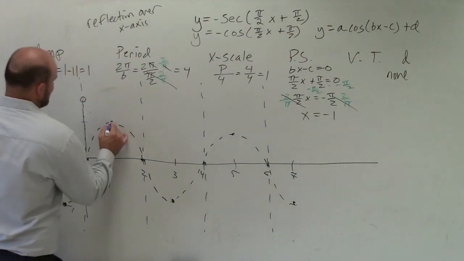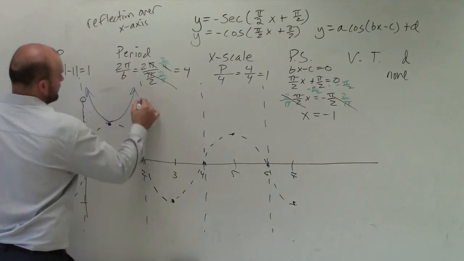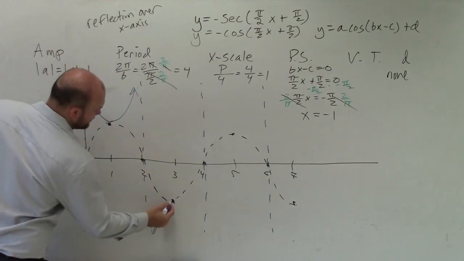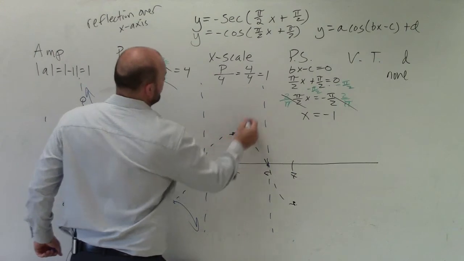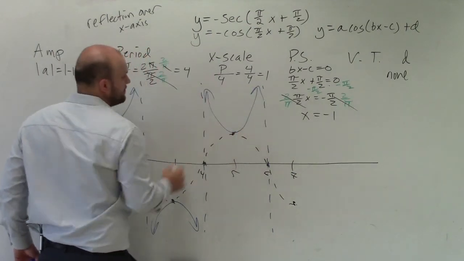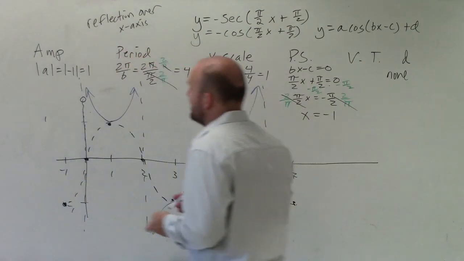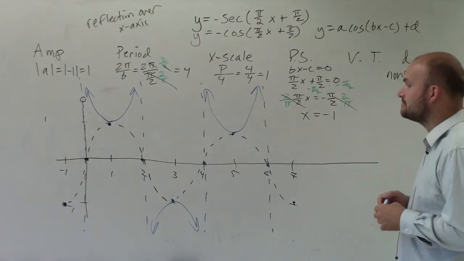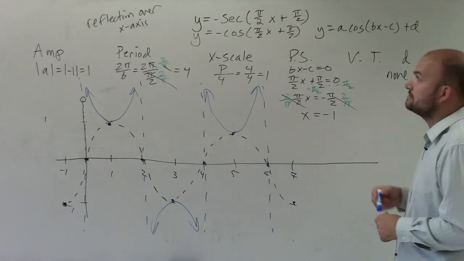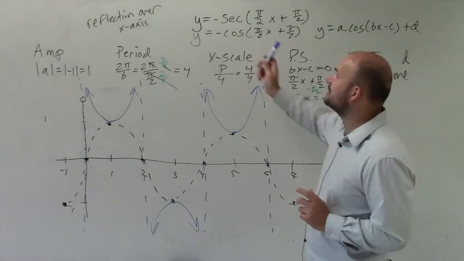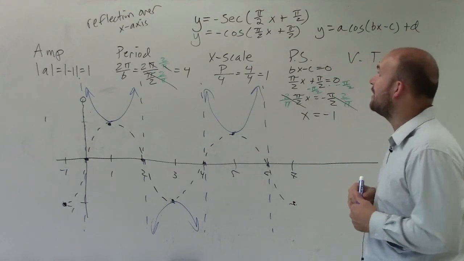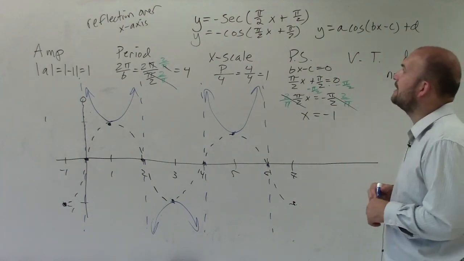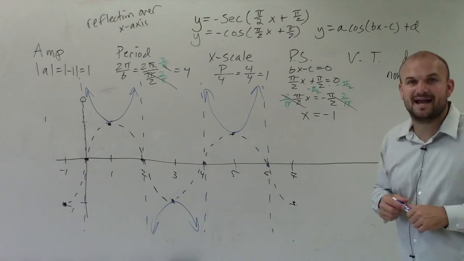Then I just go to each maximum and minimum, and I create nice little parabolas, and that's the shape of them, that are going to be approaching your asymptotes, right? Because remember, when we have asymptotes, they are approaching an asymptote. So there you go, ladies and gentlemen. That is how you graph y equals negative secant of pi over 2 x plus pi halves. Thanks.